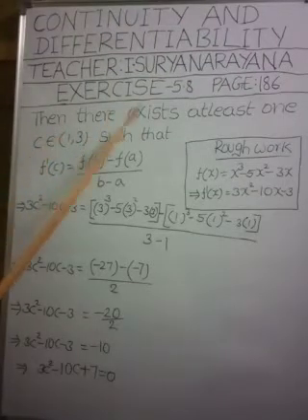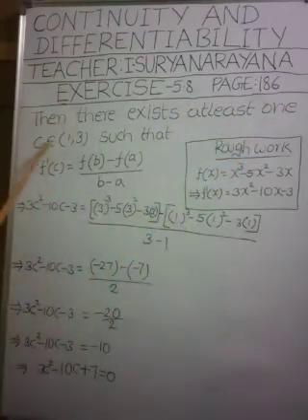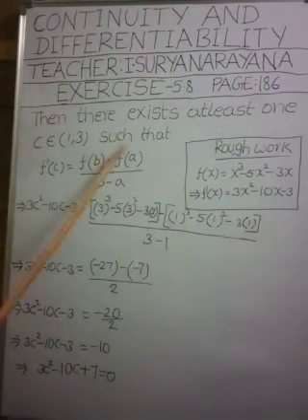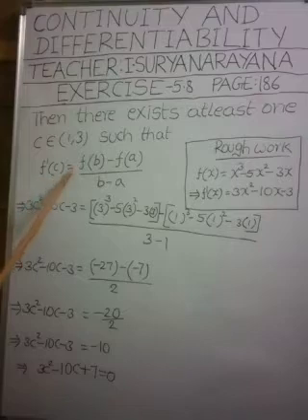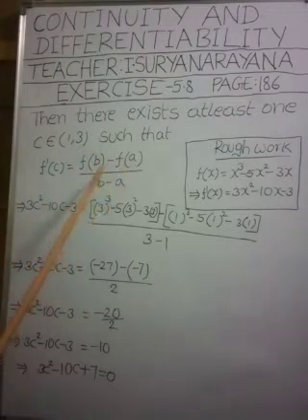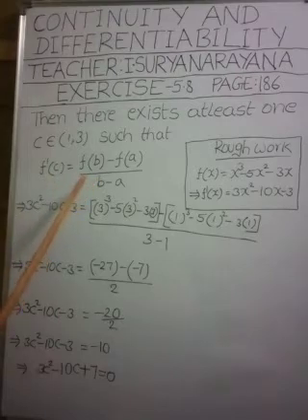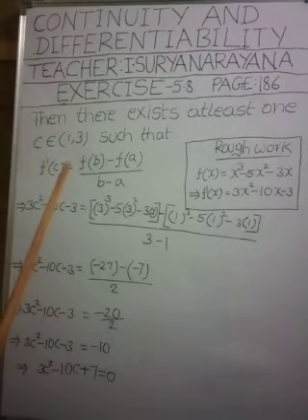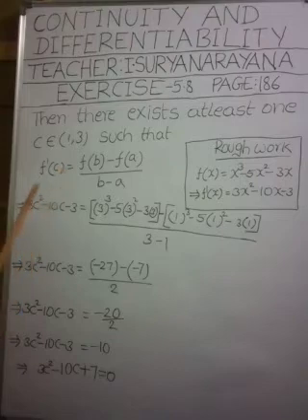Then there exists at least one c belonging to the open interval (1, 3) such that f dash of c is equal to (f of b minus f of a) by (b minus a). Do you remember this condition of the mean value theorem, my dear children? Right. Now in the LHS, f dash of c is there.